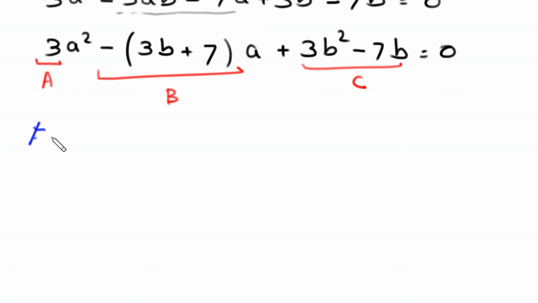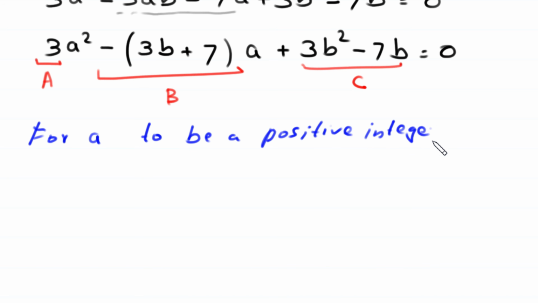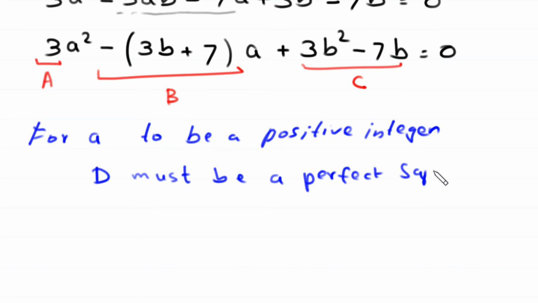And for a to be a positive integer, the discriminant of this quadratic equation must be a perfect square. So we suppose that, let discriminant of this equation D is equal to k squared.